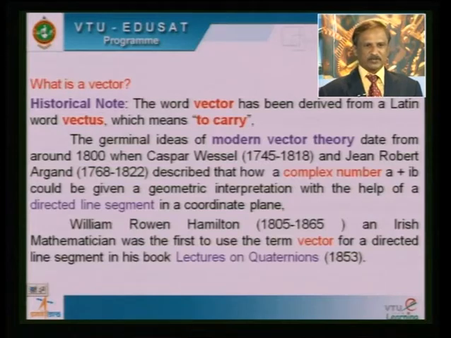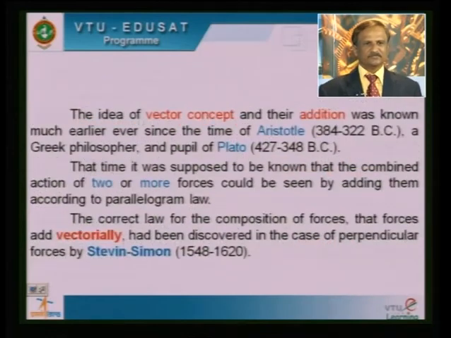William Rowan Hamilton, 1805 to 1865, an Irish mathematician, was the first to use the term vector for a directed line segment, in his book Lectures on Quaternions in 1853. So the idea of vector concept and their addition was known much earlier, ever since the time of Aristotle, 384 to 322 BC, a Greek philosopher and pupil of Plato, 427 to 348 BC, right.